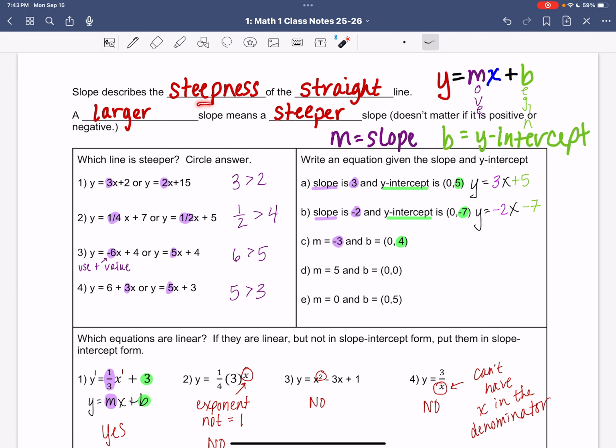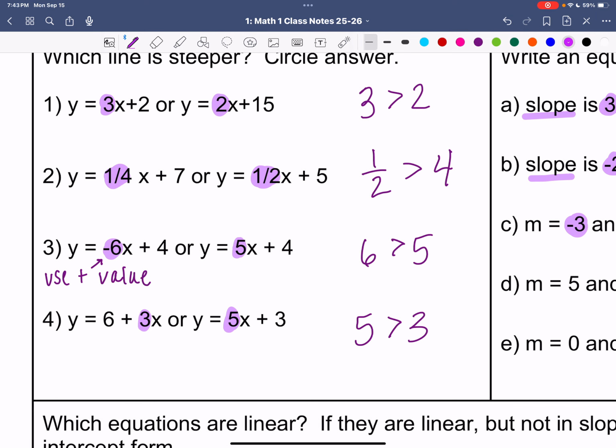Slope describes the steepness of the straight line. A larger slope means a steeper slope. So we're not looking at the positive or negative. You're just looking at how fast it goes up. All right. So all we have to do here is just look, and I wrote all this out. It's pretty straightforward, just comparing the slopes.